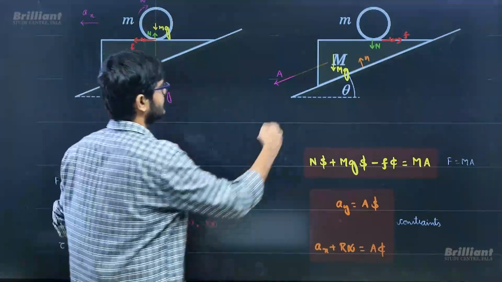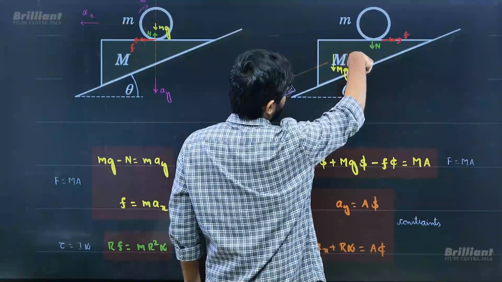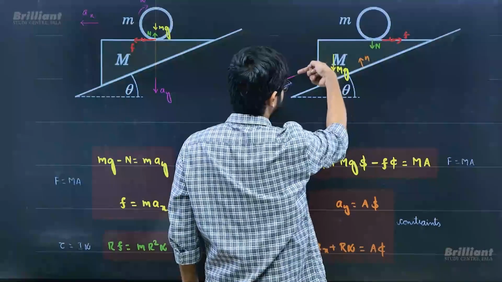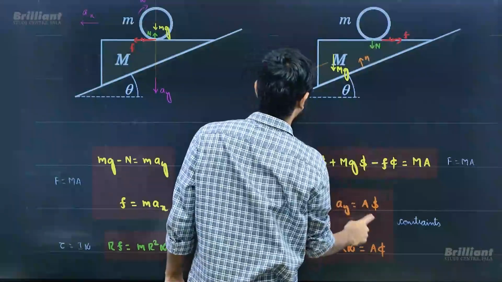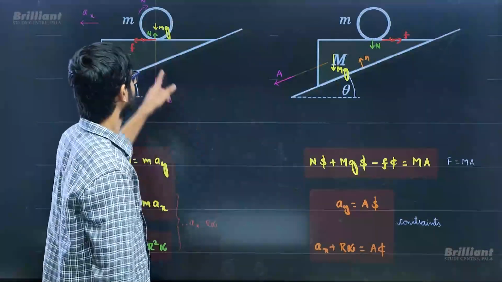So ay equals this guy's acceleration along the normal. This guy's acceleration along the normal will be a sin theta. That must be equal to this guy's acceleration along the y direction. That is the constraint. Now apart from that, there is no slipping.